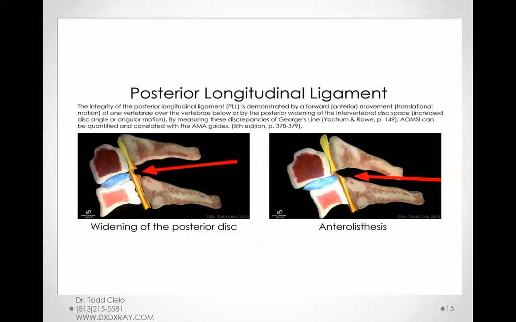The PLL, which is the posterior longitudinal ligament, which is in the back of the vertebral bodies, actually along George's line. You can see on the left here the widening of the posterior disc space, which is creating that wedging where that angular motion is recorded in degrees. Anterolisthesis, which is that forward movement of the bone, and that's where that 3.5 millimeters is measured.